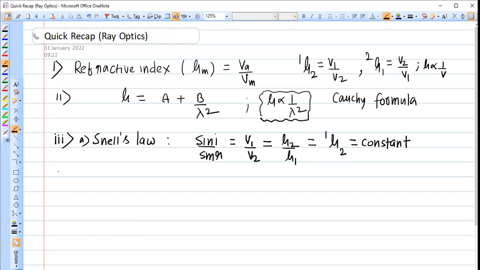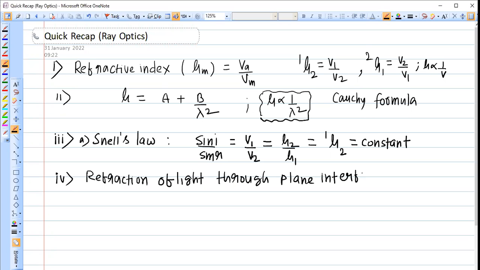The next we will see the apparent depth and real depth. We have seen the refraction of light through plane interface. In this topic or in this category, basically, first we have seen apparent depth and real depth, relationship between apparent depth and real depth. So this is the relationship.